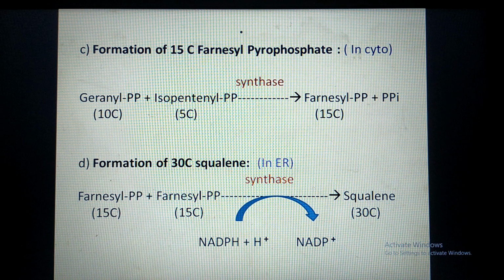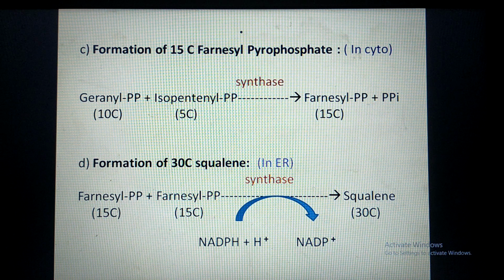Now this farnesyl pyrophosphate with 15 carbons enters into the endoplasmic reticulum and the remaining steps occur in the endoplasmic reticulum. When farnesyl pyrophosphate enters into the endoplasmic reticulum, 2 molecules of farnesyl pyrophosphate with 15 carbons each get condensed to form squalene. 30 carbon squalene is formed.